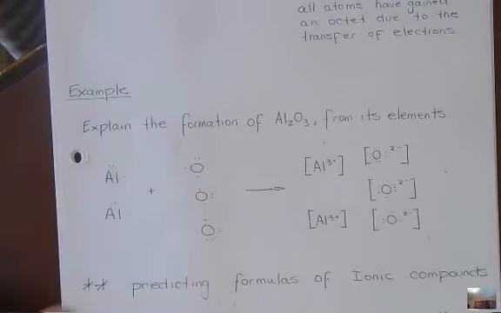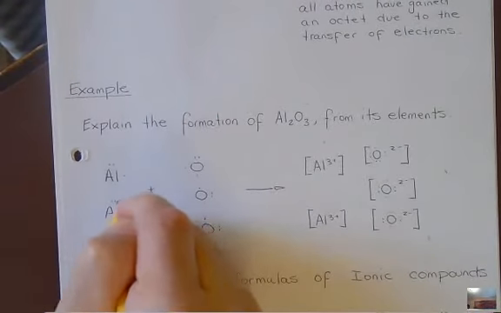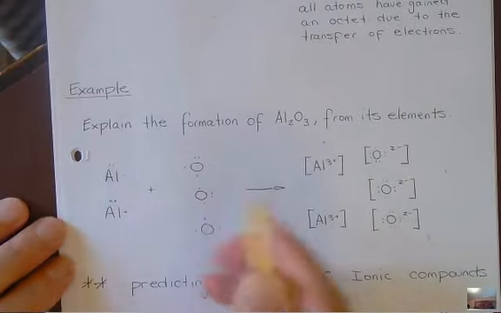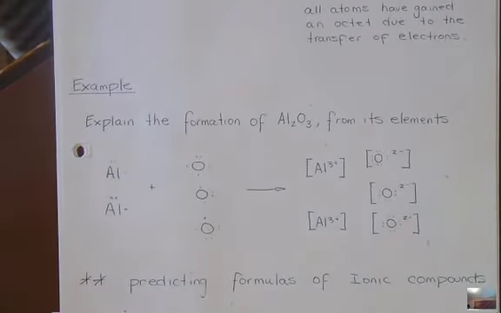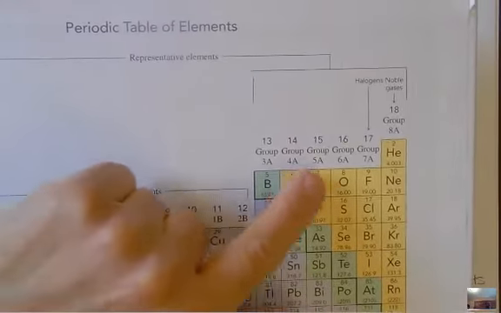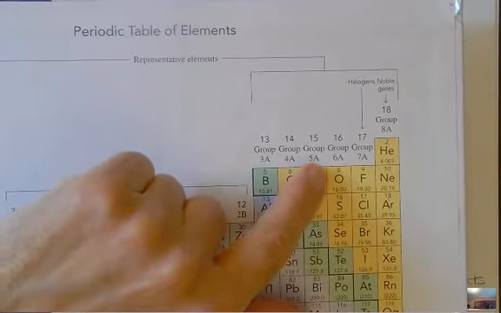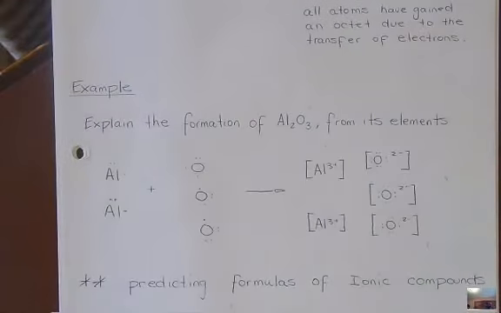Oops, sorry, get rid of that. Here's another aluminum with 3. So I've got 2 aluminums with 3. How many oxygens would it get together with? Well, let's take a look at oxygen. Oxygen is in group 16. It needs 2 electrons to get to 8. So if I have one thing that wants to donate 3 and the other thing that needs 2 to get to 8, how's that going to happen?